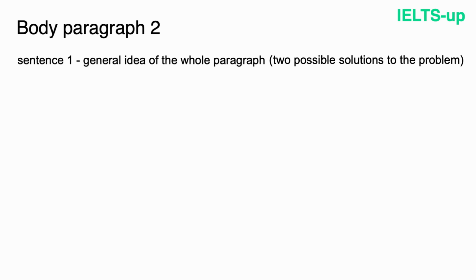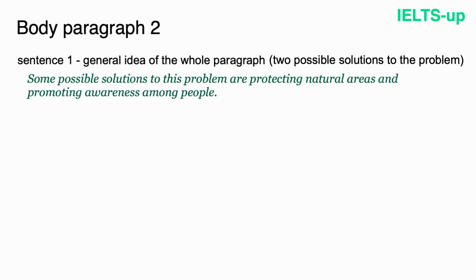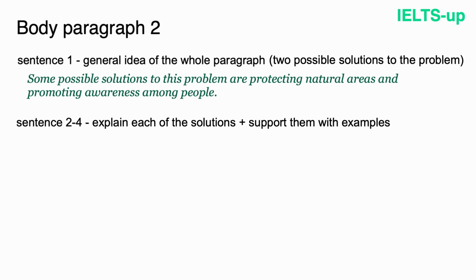And here is how I wrote this. Some possible solutions to this problem are protecting natural areas and promoting awareness among people. You can see that I clearly stated both solutions in this sentence. After that, we explain each of the solutions and support them with examples when it's possible.